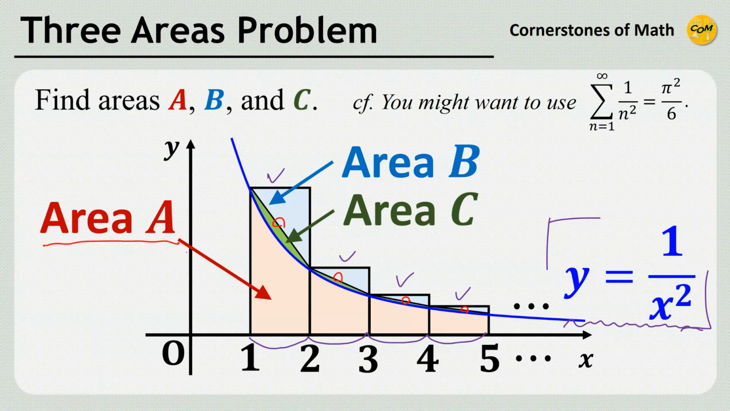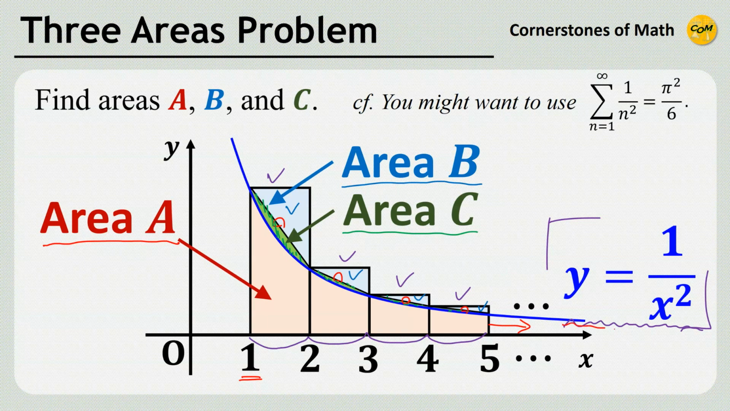Area A is defined as the area between the graph and the x-axis, starting from x equals 1 and all the way to infinity. Area B is defined as the sum of areas of these infinitely many triangles at the top. And area C is defined as the sum of areas of these small regions between the graph and the inclined line segments. Let us calculate the areas A, B, and C.